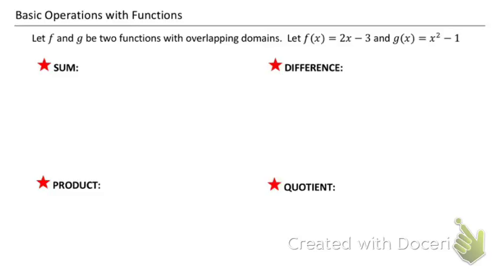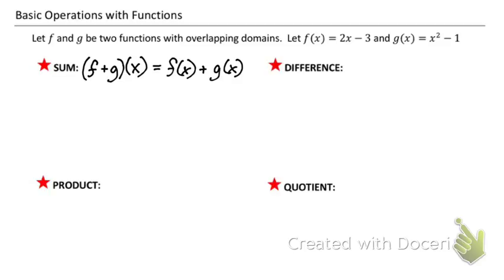For sum, we're not just going to say 2x minus 3 plus x squared minus 1. Instead, we're going to use notation like this. We're going to use something that looks like f plus g of x. But really what that means is just take f of x and then add g of x. It's just a slight shortcut, so I can just write x once because we're using the same input. So I can just say it's f plus g.